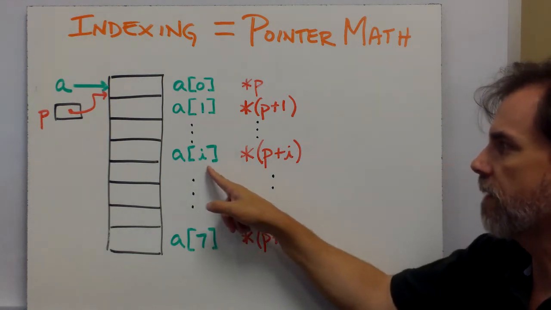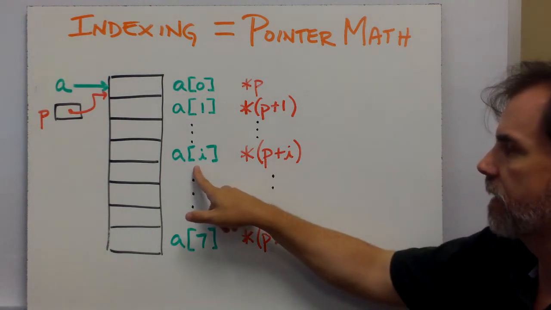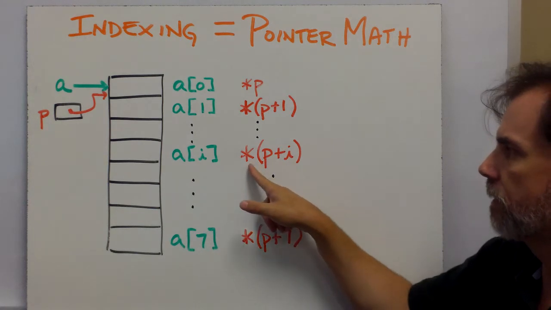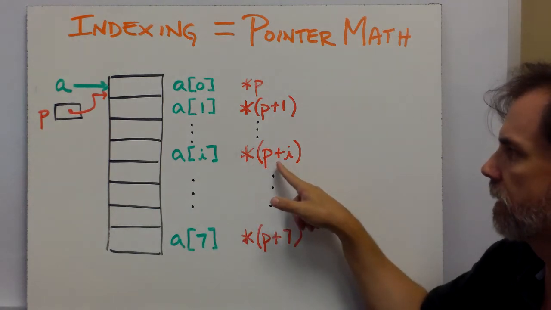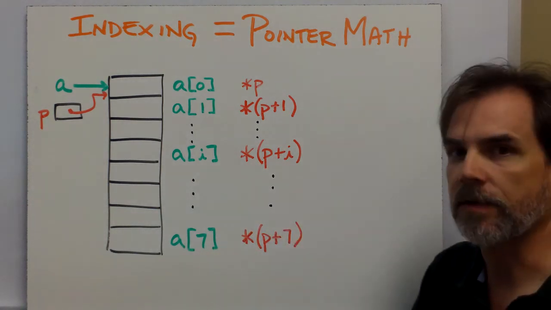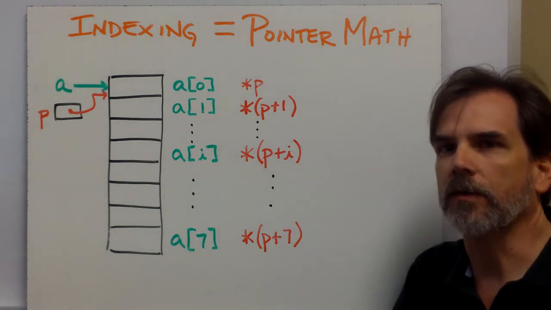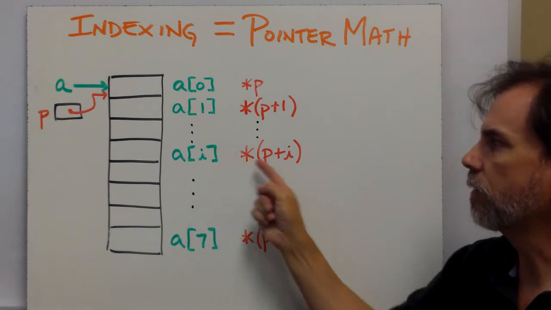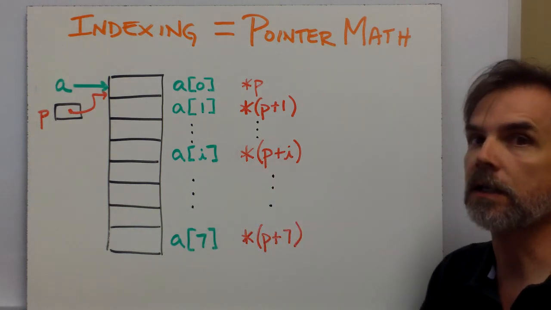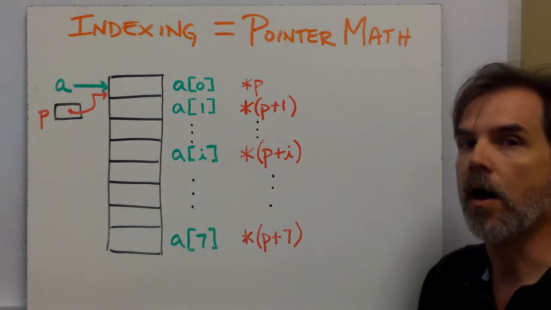And that's true for any value of I. A[I] and *(P+I) are exactly the same value. They refer to the same place in memory. They load the same value every time. So these two ways of expressing that value are equivalent.